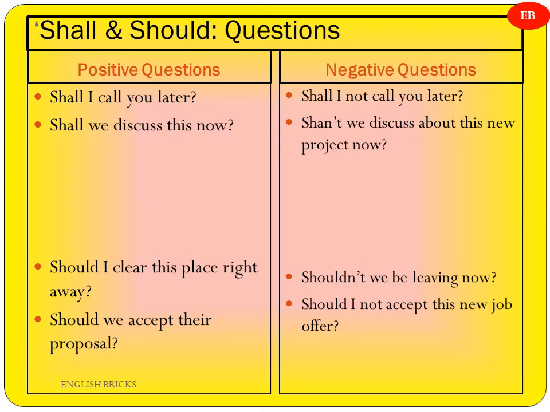Now, you must also notice that all these sentences have the primary function of language functions. Should I not accept this new job offer? Here I'm asking for somebody's opinion, a suggestion, a piece of advice. Shouldn't we be leaving now? It's trying to subtly tell people, okay, it's getting late, come on, let's leave. So all these are useful language functions, not just simply asking questions. All right, so keep that in mind, that the primary function of modal auxiliary verbs is language functions, and these are very important for improving your communication skills and to communicate like native speakers.